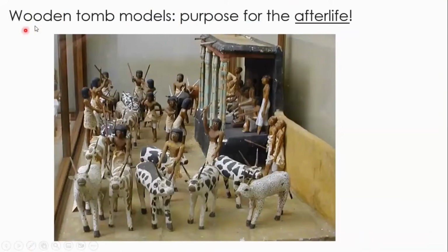These are some examples of wooden tomb models. The purpose of these was not dowels. These were actually supposed to be examples of the slaves and the animals which were used for food for the afterlife. So they would make these and put them inside of the tombs, inside the pyramids, with the rulers, the pharaohs, after they died, and they would take these to the afterlife with them.